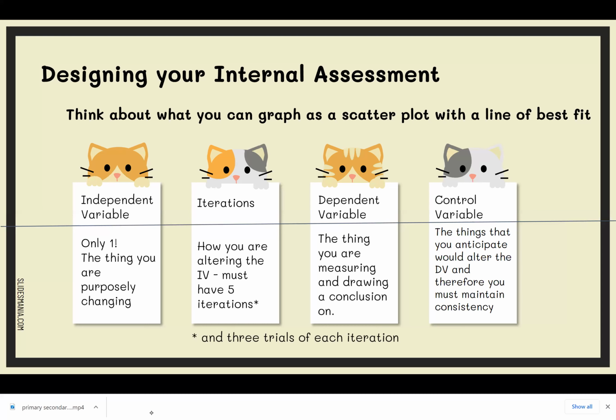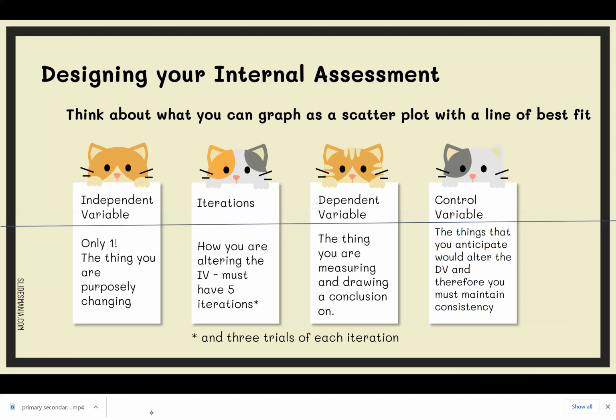Each of those 5 iterations ideally will have 3 trials. And these iterations and trials are things that people get confused sometimes. So I'm going to go through that example again. If we're looking at concentration, let's just make it easier. Let's say a concentration of 1 mole per liter, 2, 3, 4, and 5. Each of those I'm going to do 3 separate times to get an average for.